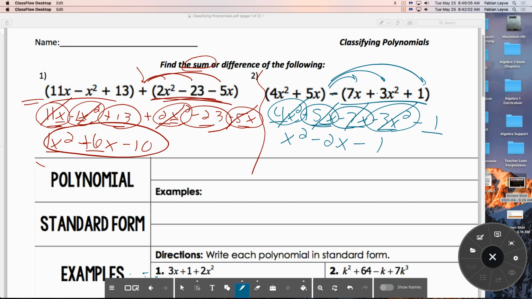So that is what I end up with: x squared minus 2x minus 1, and that's it. Okay, that's pretty much it.